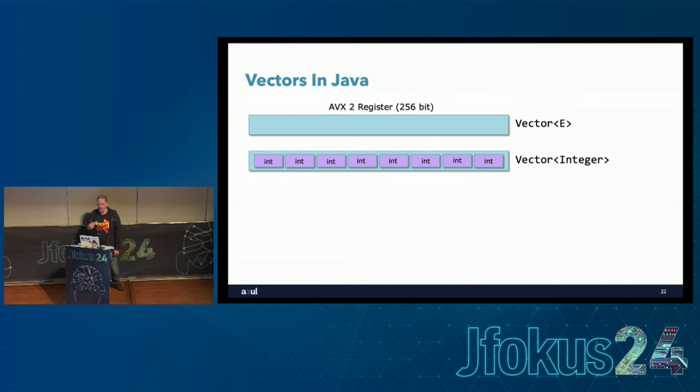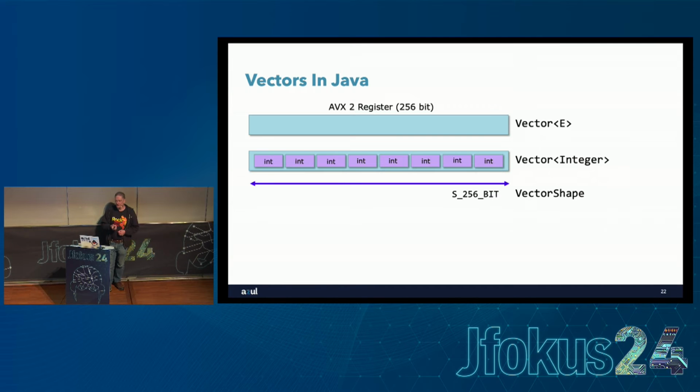So going back to our idea of vectors, like I said, we have the vector of type E, then we have the vector of type Integer, which represents what we're going to store in that vector. And then we have, again, the really badly named VectorShape. It's not a shape, it's a size. It is how many bits there are in the register. So why did they call it shape? Shape is a geometric thing. It has vertices, it has lines. I suppose technically you could say it's a rectangle, but it's not really a good definition there. So really what we're dealing with is the size.